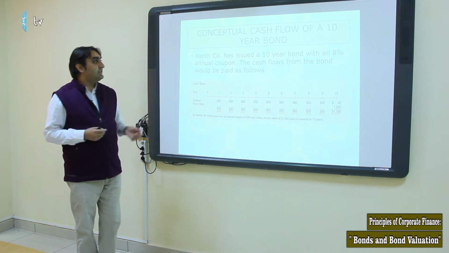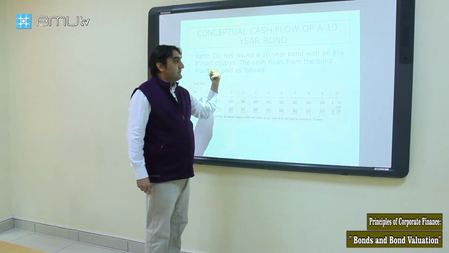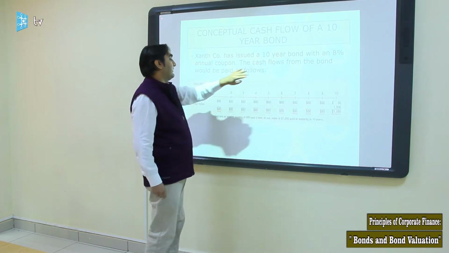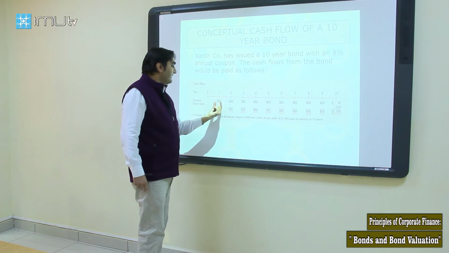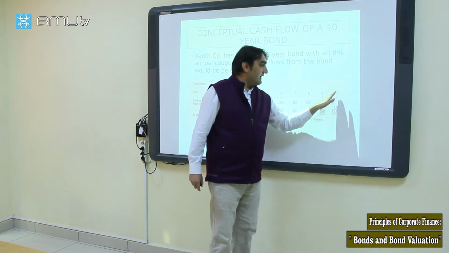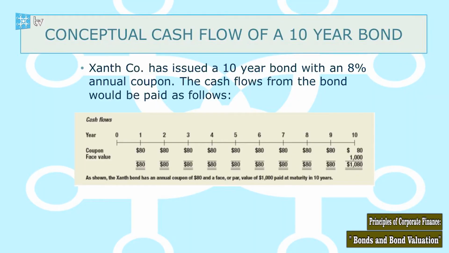The company has issued a 10-year bond with an 8% annual coupon. Cash flows from the bond will be paid as follows. An 8% rate results in $80 coupon payments, that's 8% of face value, 1,000. So in year one, as an investor, we get $80. In year two, $80, until the 10th year, we get $80 per period. Here it is per year. And at the end of the period, we get face value, 1,000. So the value or price of this bond is the present value of all these cash flows at the required market rate, yield to maturity.